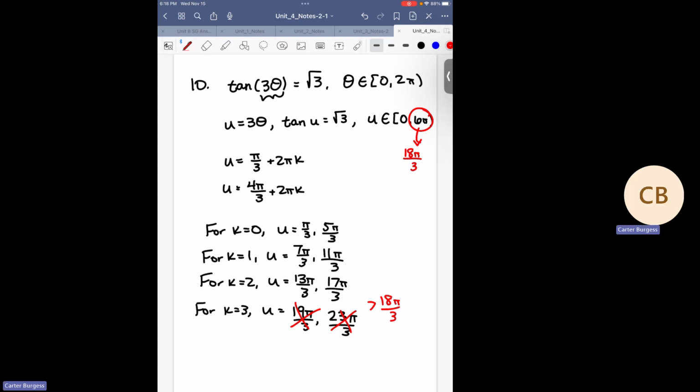So these are our values for u. Of course, we are not trying to solve for u, we're trying to solve for theta. And so dividing each of these by 3 to solve for theta, I get that theta is pi over 9, 5 pi over 9, 7 pi over 9, 11 pi over 9, 13 pi over 9, and 17 pi over 9.